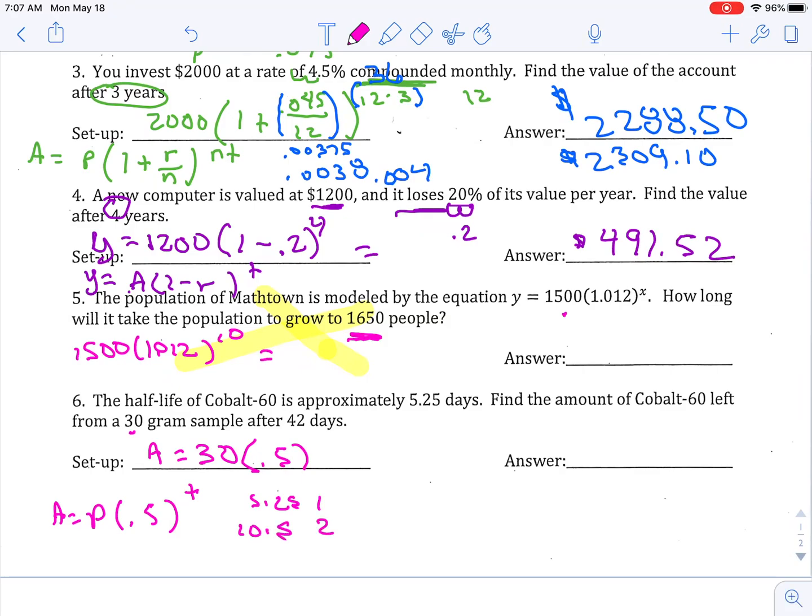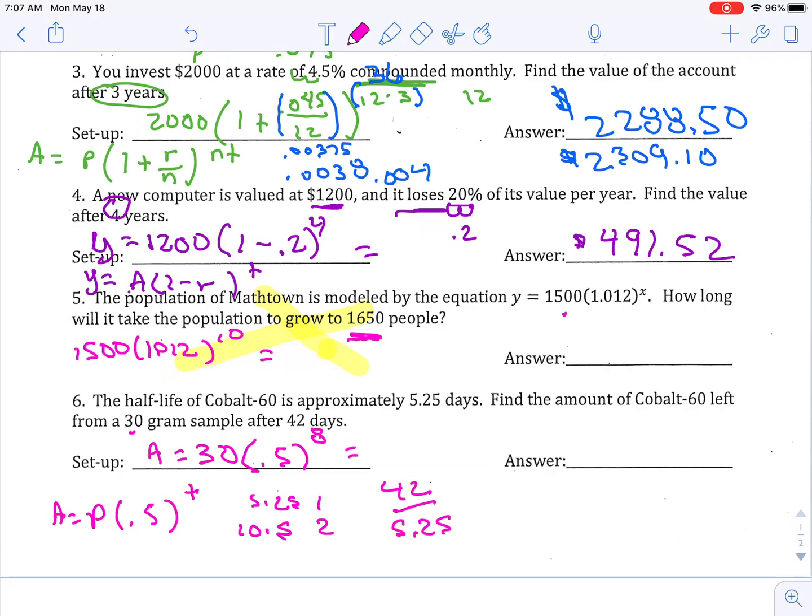So to find the number of times it cuts in half, we take the 42 days and we divide it by 5.25. Now, the one on your quiz probably won't be this complicated, but it doesn't matter. All you have to do is take 42 and divide it by 5.25. And that gives you 8. So you raise it to the 8th power. Okay?